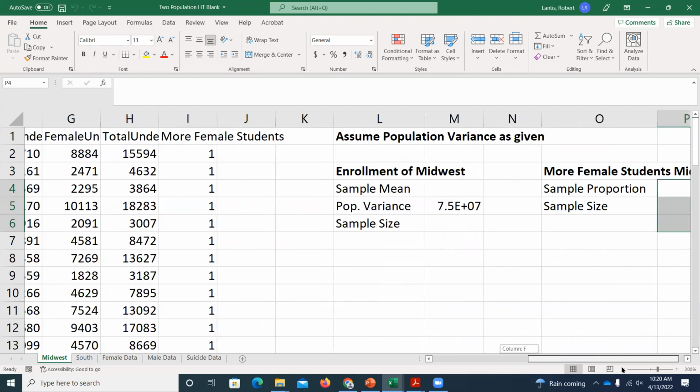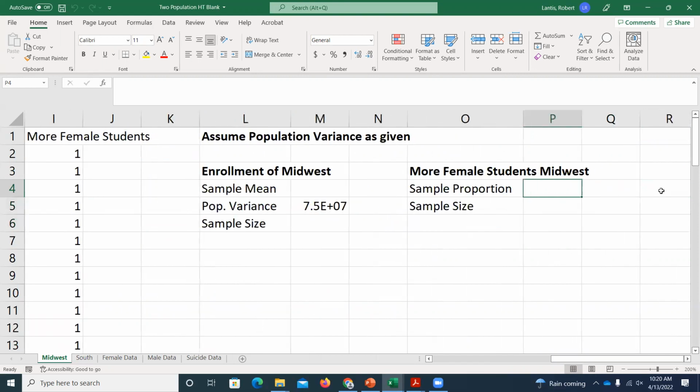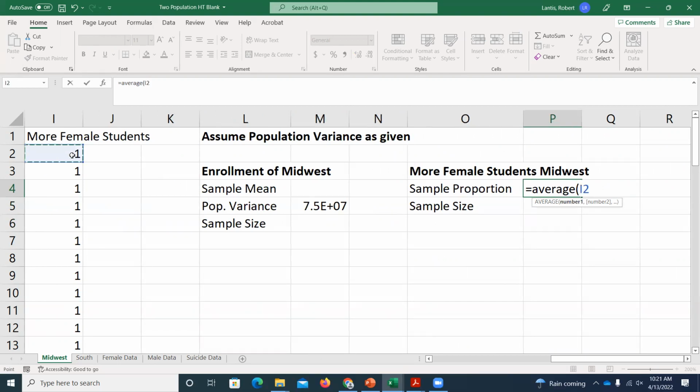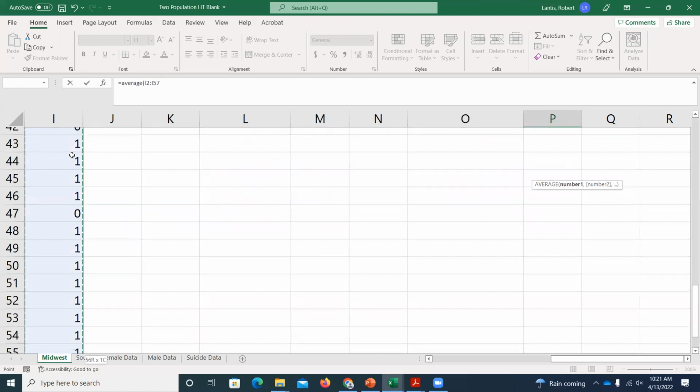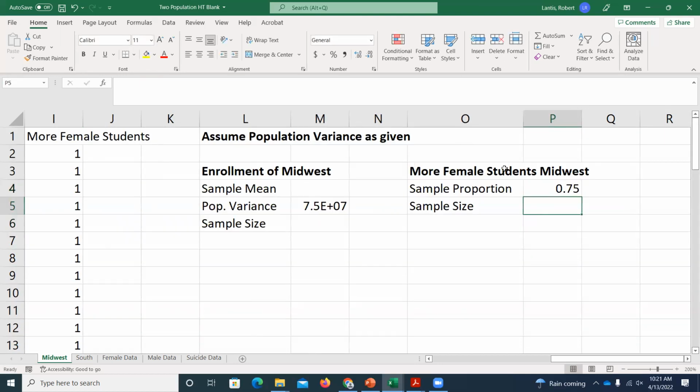So first, I'm just going to work on this Midwest file, and I want to find my sample proportion of schools that have more female than male students. Well, I've got this 1-0 variable that represents that. So finding the proportion is just a special case of the sample mean. It's finding the mean or the average of a 1-0 variable, which I have over here. So Control Shift, Command Shift on a Mac, select that column of data.